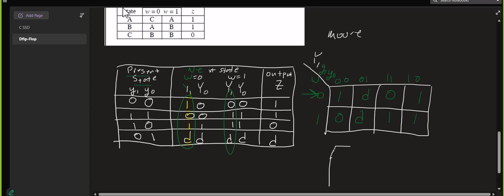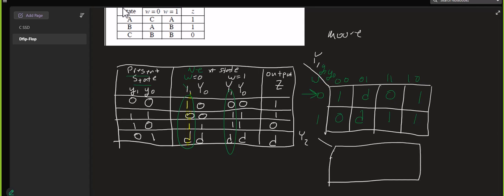Okay, now I'll do my Karnaugh map for Y2. Why don't y'all try to do it on your own, and then you can look up and see if you get the same thing I get. So try to do it on your own and see how you do.